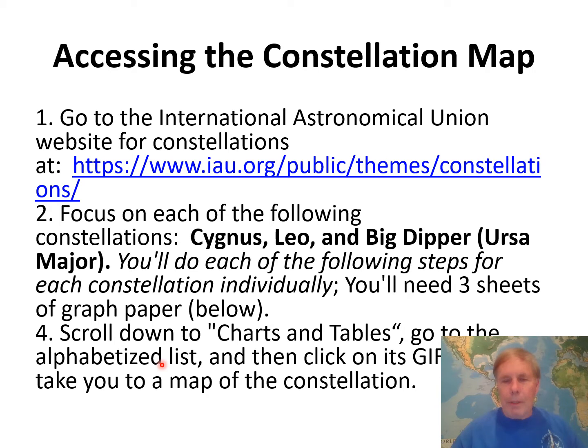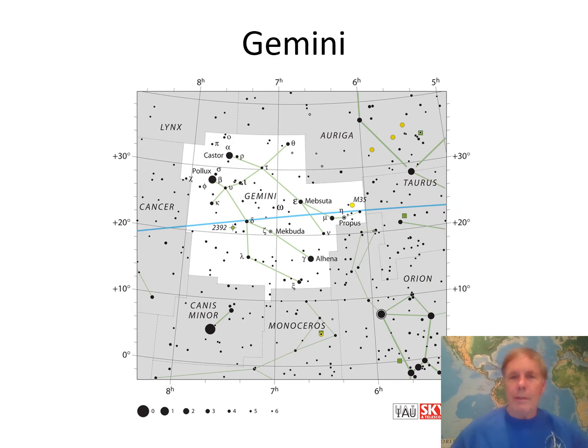I'm going to show you Gemini, just because it's an easy constellation, a straightforward thing to do. When you get there, click on the GIF, and it'll take you to a map of the constellation. It'll look just like this. This is an actual GIF of Gemini right out of that website, and here's the constellation right here. It'll be highlighted like this. It'll have the bright stars with big dots and the dim stars with small dots. It'll have proper names. It'll also use the Greek alphabet: alpha, beta, gamma, delta, epsilon.